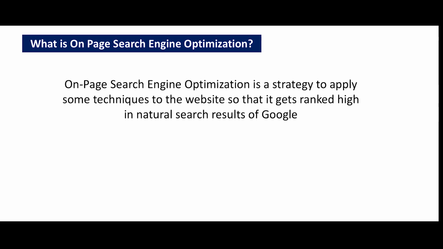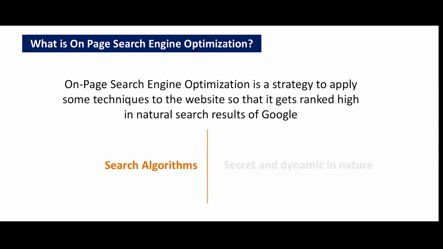In one of the previous modules, I discussed with you the meaning of search engine optimization. Just at the cost of repetition, let me re-explain it. On-page search engine optimization is the strategy to apply some techniques to your website so that it ranks high in the natural search results of Google. These techniques are usually applied by keeping in mind the search algorithm of search engines.